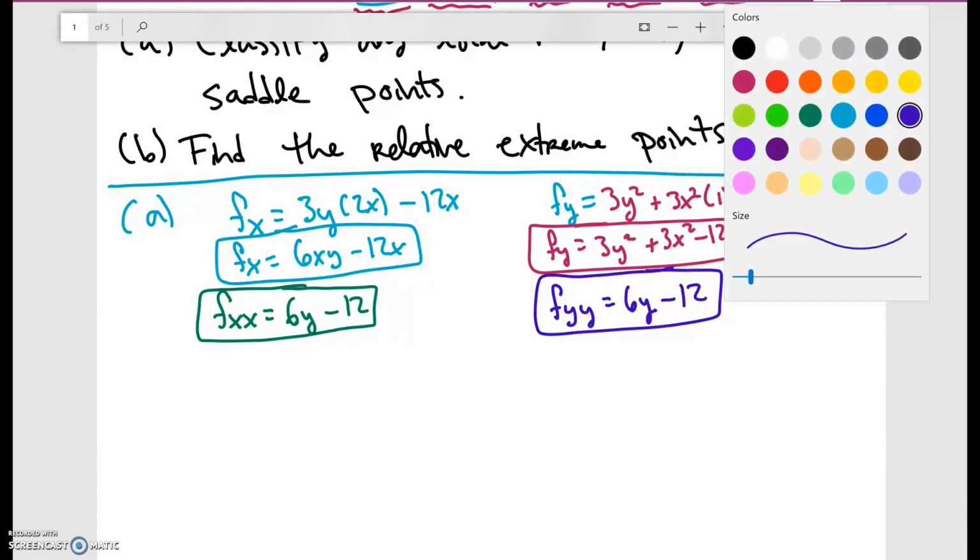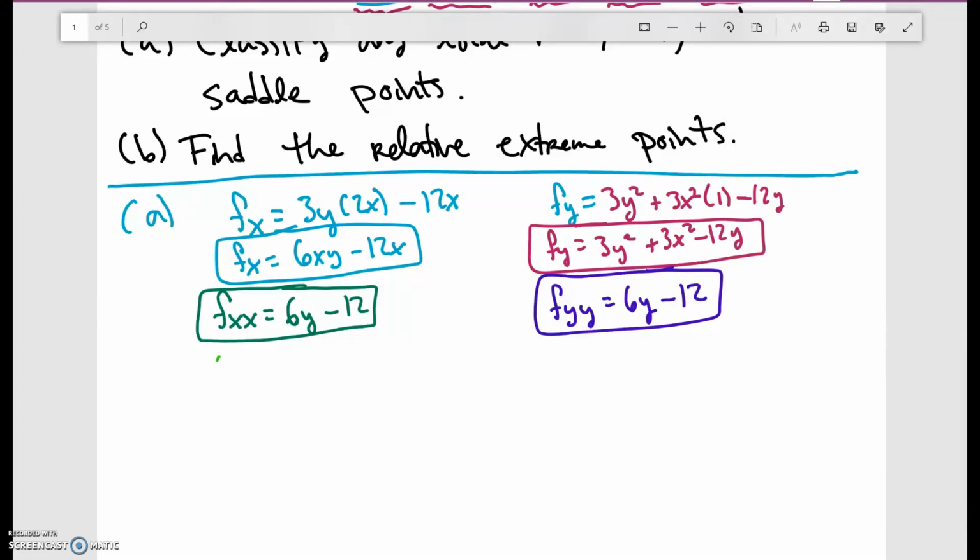Now, I need to also find my mixed partial, f sub x y. So I'm going to take the derivative of this one with respect to y. So it's just going to be 6x, since the derivative of y is just 1. Then the derivative of the other term with respect to y, since this doesn't have any y, is just going to be 0. So it's 6x. Okay, and you'll see why I wanted to take all of the derivatives, because later on they will be helpful when I'm classifying.